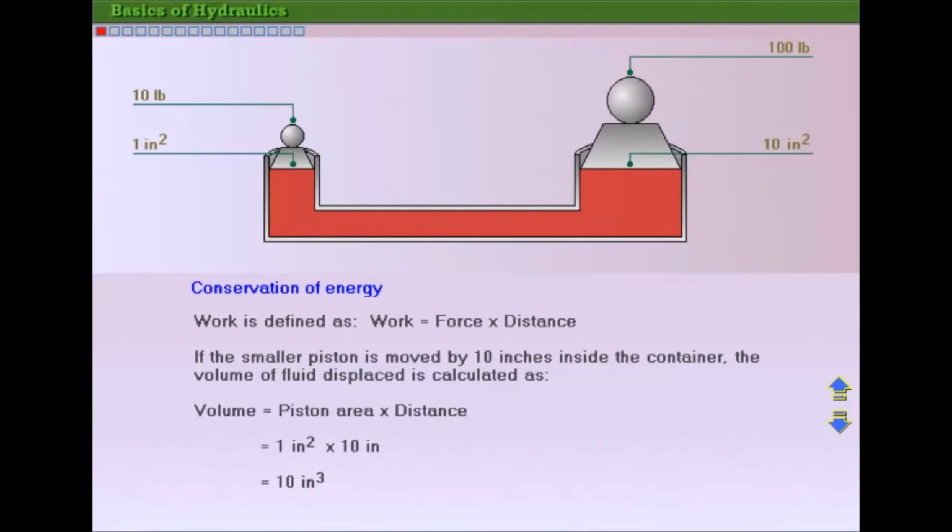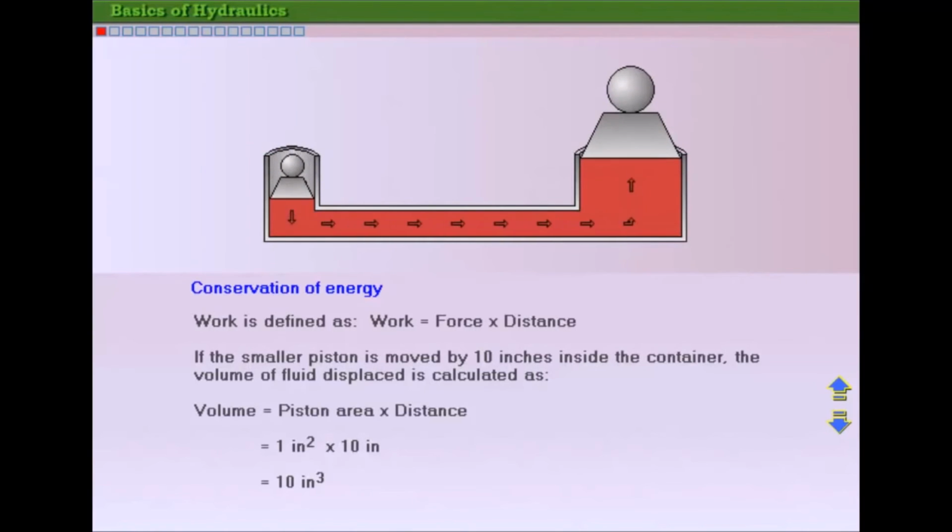Here, a force applied on the smaller piston is sufficient to move the bigger piston. However, it must be noted that the smaller piston must move 10 inches to move the larger piston only 1 inch. Hence, the amount of work accomplished, or force over a distance, is the same for both pistons. This proves that energy is not created even though force is multiplied.